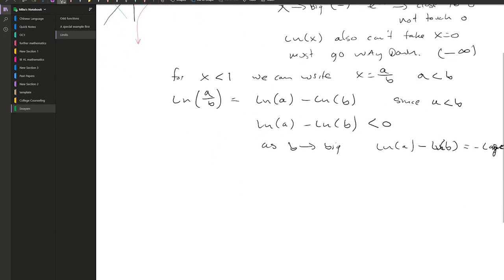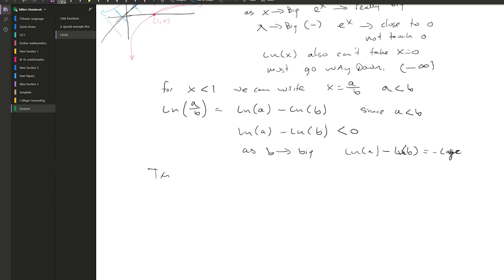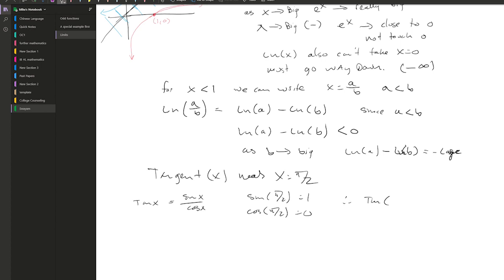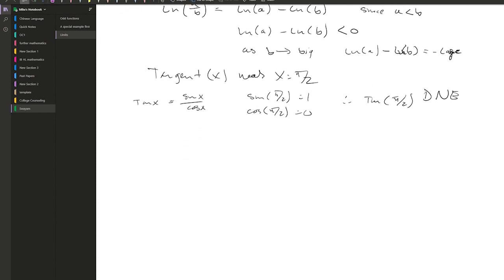Now, we had the same idea with tangent. I want the tangent of x near x is pi over 2, and we remember that the tangent of x is the sine of x over the cosine of x, and the sine of pi over 2 is 1, and the cosine of pi over 2 is 0. So therefore the tangent of pi over 2 does not exist. That's what DNE here means, does not exist. So the tangent of pi over 2 doesn't exist, and that means if we want to know what happens at pi over 2, once again, we have to explore.